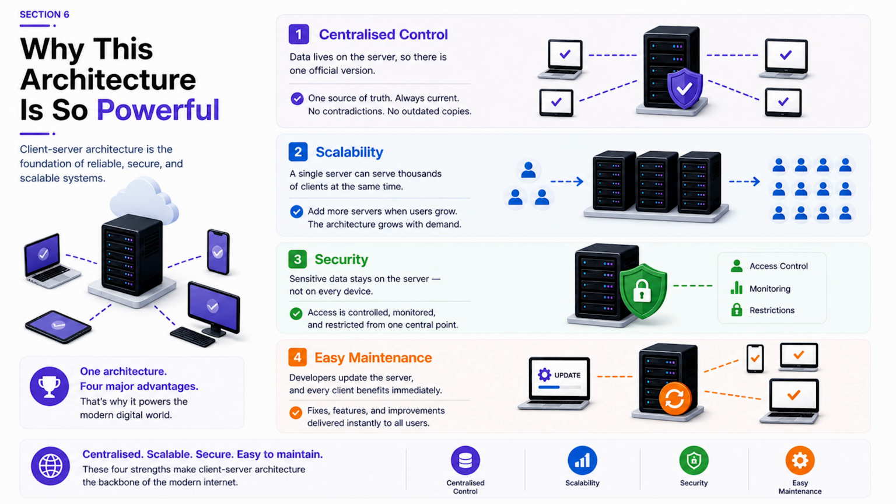The fourth reason is maintenance. When a developer needs to update the system, fix a problem, add a new feature, improve performance, they update the server. Every client immediately benefits from that update without needing to do anything themselves. This is why apps that live on servers can improve continuously, while the version on your phone barely needs to change. That is a huge reason web apps became so practical. One update on the server can improve the experience for every user at once, instead of waiting for millions of people to install a new version manually.